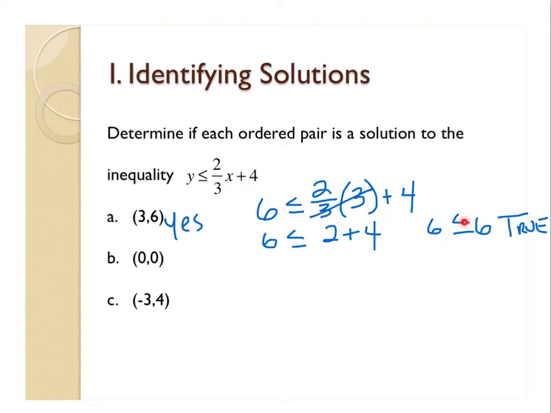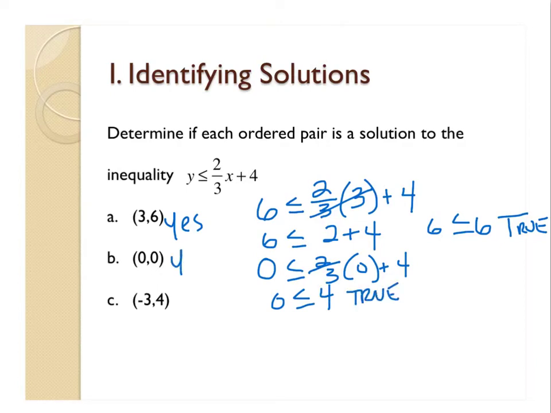So it's not in the shaded part, it's on the actual line. All right, (0, 0). 0 is less than or equal to 2/3 of 0 plus 4. 0 is less than or equal to 0 plus 4. Yes, it's true. So yes, that is also in the graph, but that's in the shaded region because 0 is less than 4.